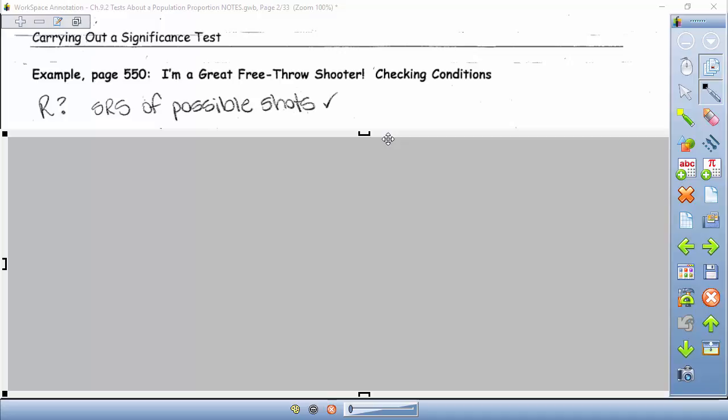So if we're checking for random, independent, and normal, it's a little hard. There was no paragraph that said it was random shots. But when you're shooting free throws, don't you think that's just a random sample of shots? It's a little weird. Normally we would have a paragraph that says random sample of whatever. So: random sample of shots. We're checking the conditions. Y'all write this.